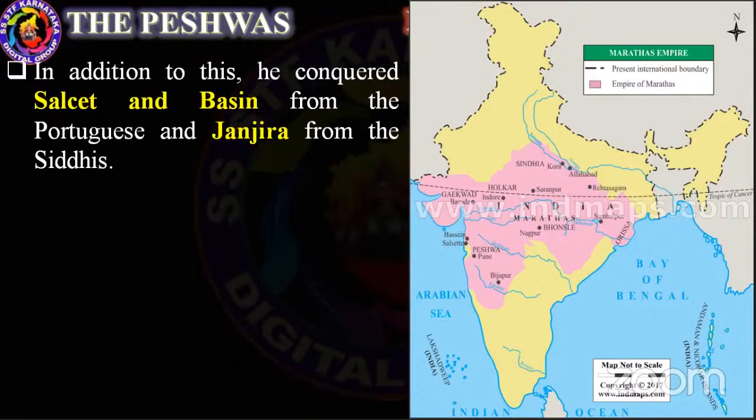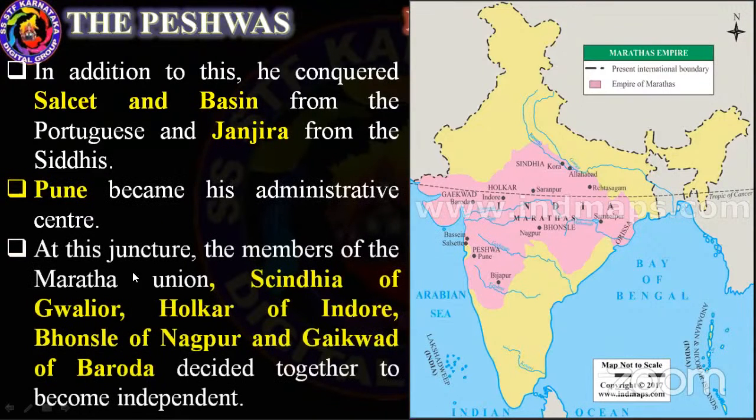In addition to this, he conquered Salsette and Bassein from the Portuguese and Janjira from the Siddis. The Siddis were also under the control of foreigners and local rulers. He captured these two also. He made Pune his administrative center and ran the administration.